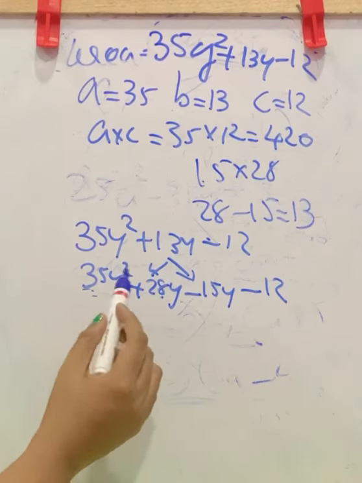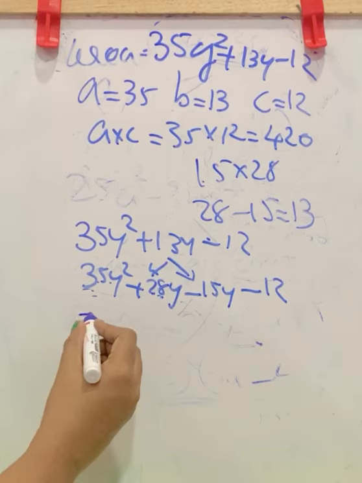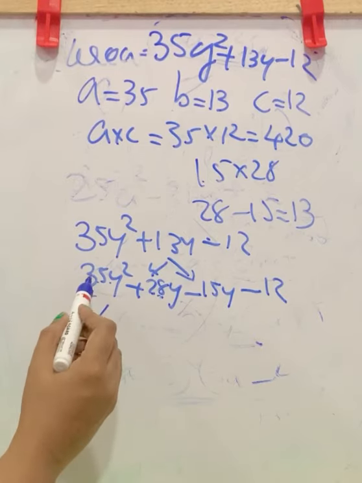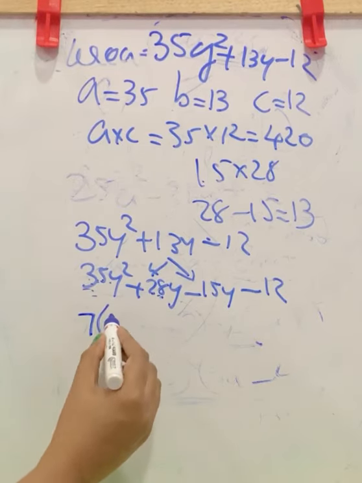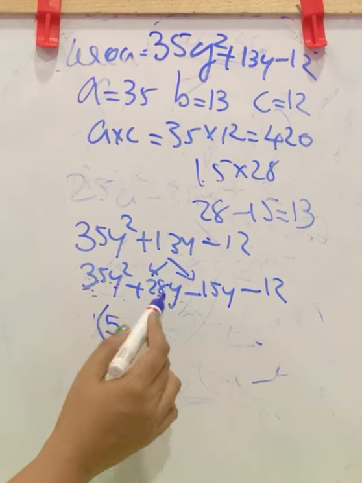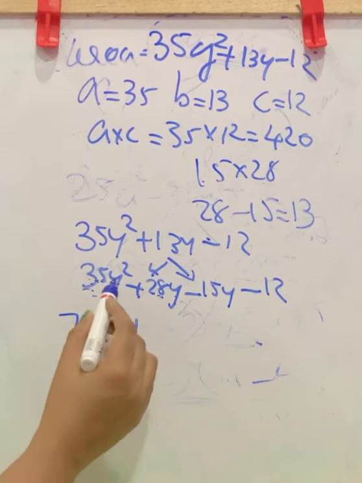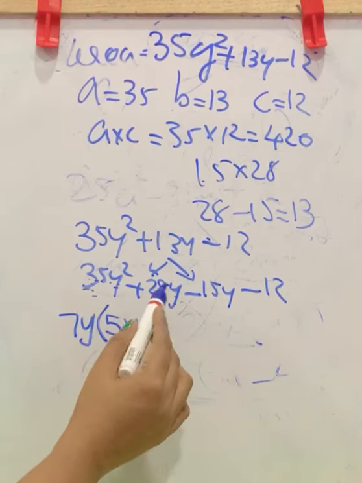From these two terms, we can see 35 and 28 are multiples of 7. So you can take 7 outside. Here 7 into what is 35? 7 5s are 35. We can see the y term is also common. So 7y common. Here 5y will be left plus here already y is taken.